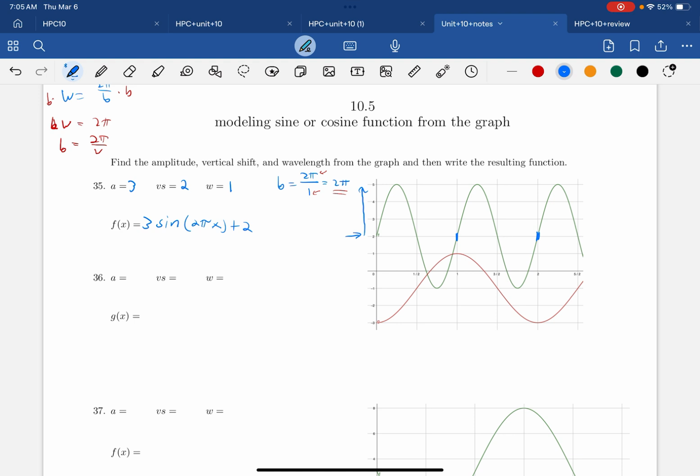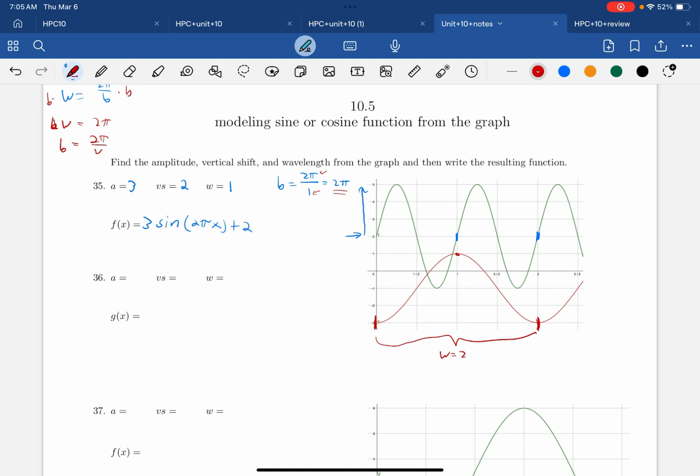Let's do another one. Let's do the one in red. Again, we're going to start here. Here's our start. It looks like it goes up to its maximum, then back down to its minimum, and starts over. So here's our wavelength. Wavelength looks like it's 2, right?